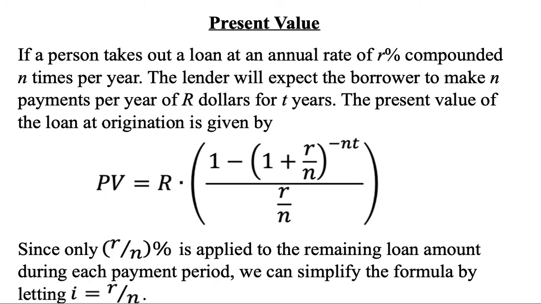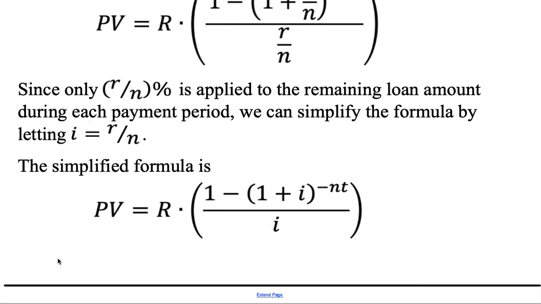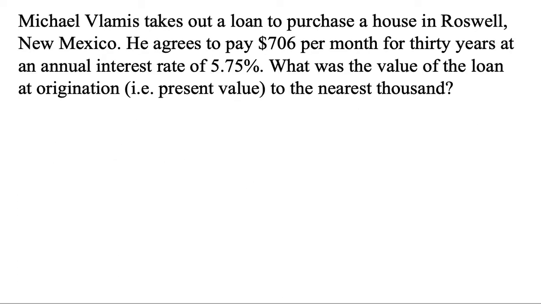Again, this is a fairly messy formula, but we do have the R over n. Since R over n is applied to the remaining loan amount during each payment period, we can simplify the formula by letting I equal R over n, just as we did for future value. This gives us a simplified formula of: present value equals the payment times the quantity 1 minus the quantity 1 plus I to the negative nt, over I. Again, let's consider two examples.